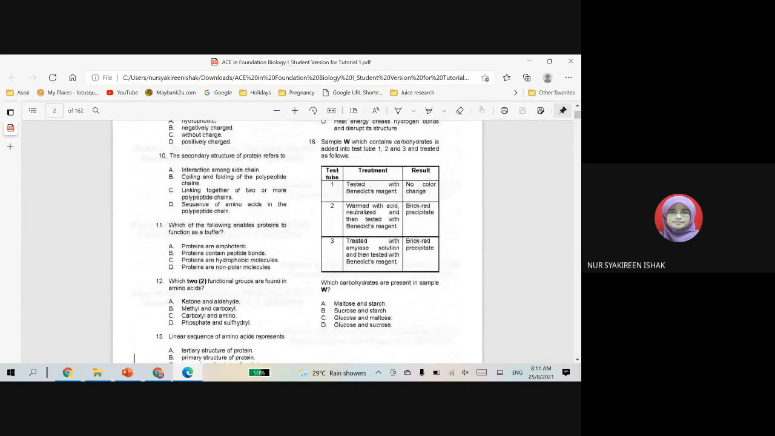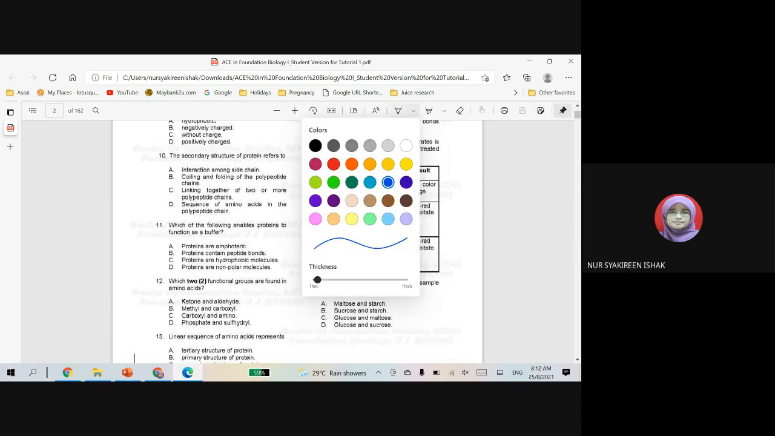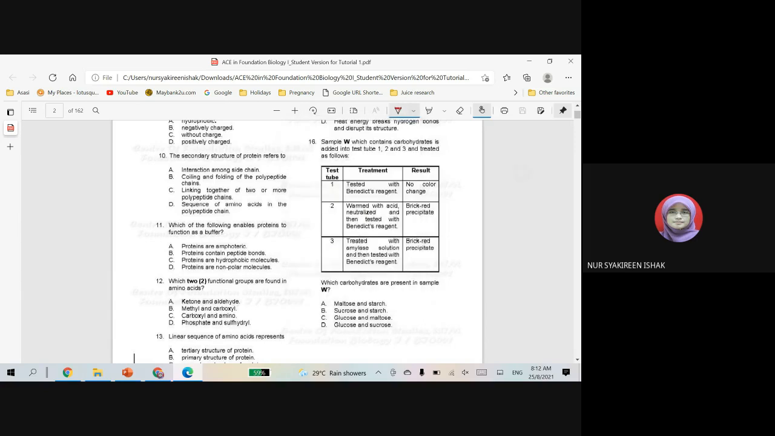So okay, we go through the question. It says here, sample W which contains carbohydrate is added into test tube 1, 2 and 3. So you have to determine which group. For test tube 1, the treatment is tested with Benedict reagent, so no color change. Basically Benedict reagent, as you know, you use in food tests to detect the presence of reducing sugar kan.